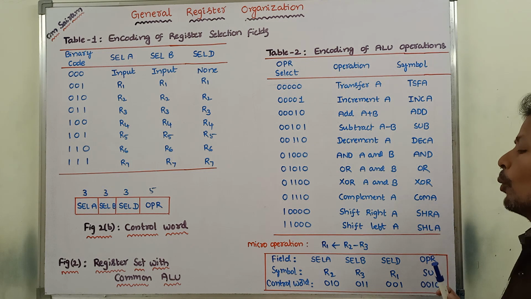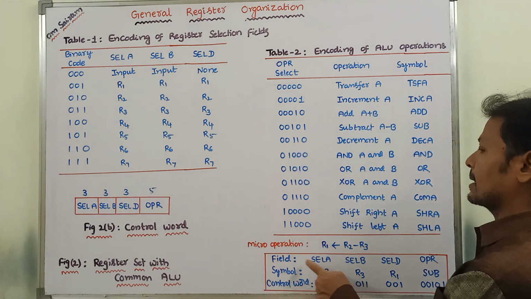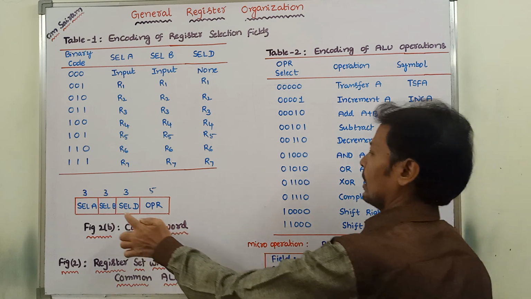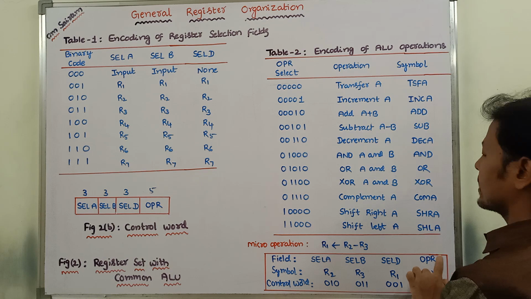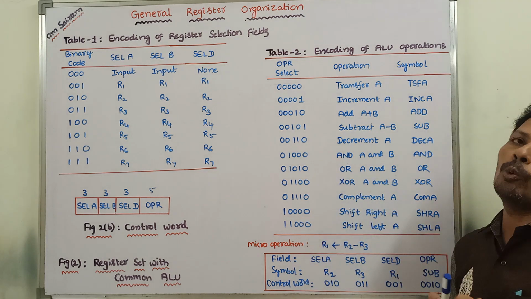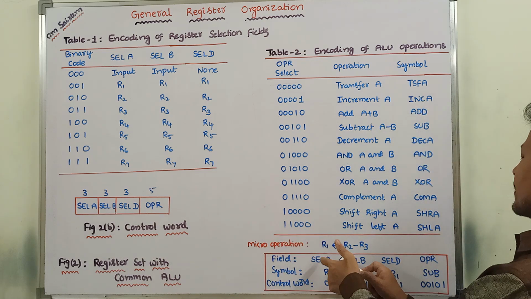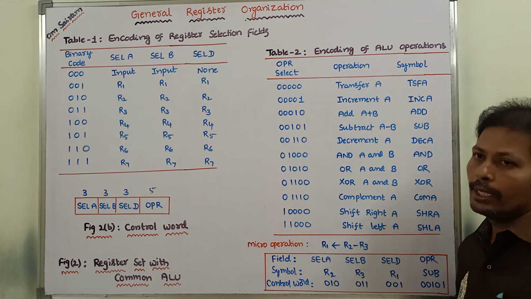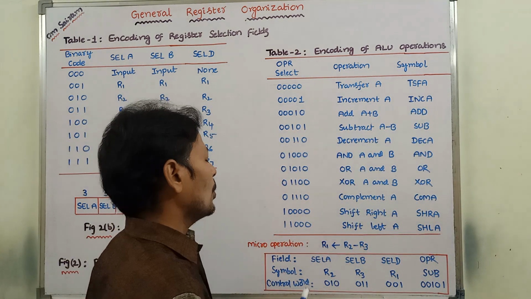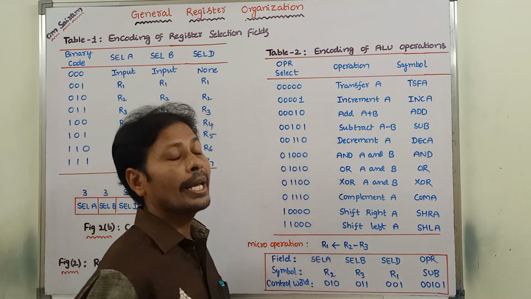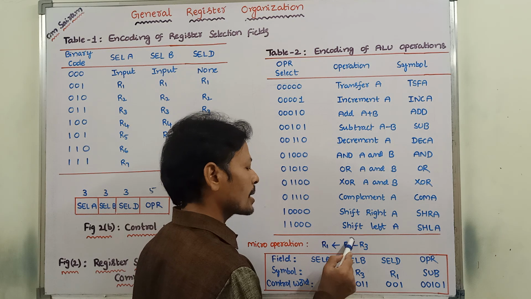So what fields are we requiring? These fields: SELA, SELB, SELD, OPR. So this is a 14-bit control word. This 14-bit control word can be divided into 4 fields. Next one, which register do we have to select? SELA always selects the source register, so that is the R2 register we have to select.